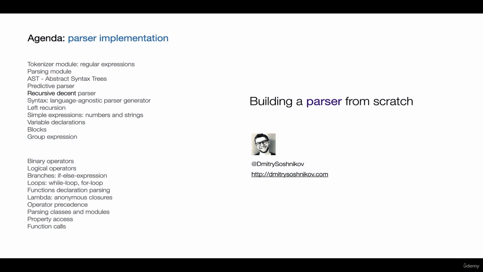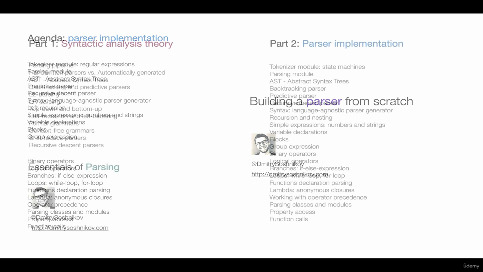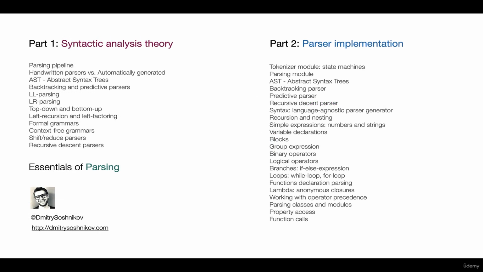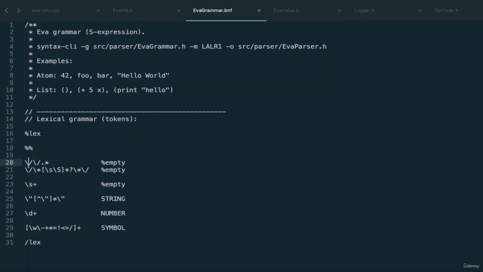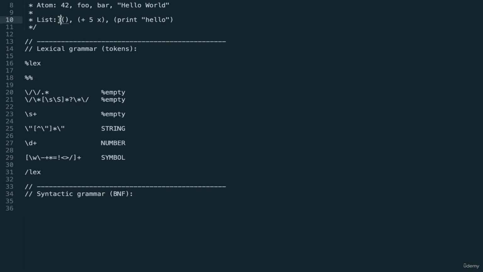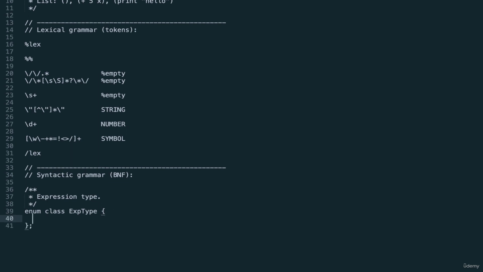Again, if you need details on parsing, please refer to the two courses, Building a Parser from Scratch or Essentials of Parsing, where we discuss in detail what is lexical grammar, syntactic grammar, etc. And now let's define the syntactic grammar, that is the BNF, in Backus-Naur form. So previously in JavaScript, we've been using just JavaScript arrays to hold S-expression values. C++ is a lower-level language, and that list or array may contain any values.